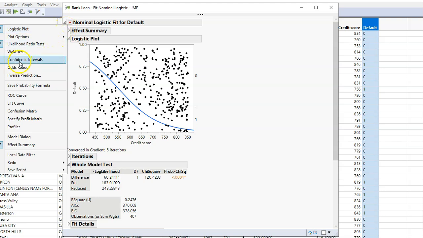So this is where you can find the confidence intervals, and you see here it says save probability formula. That would give us the formula of the probability, so we can create some predictions here. If you click on this, look on the right hand side, here is empty. When I click on save probability, that probability and predicted values will appear right there.